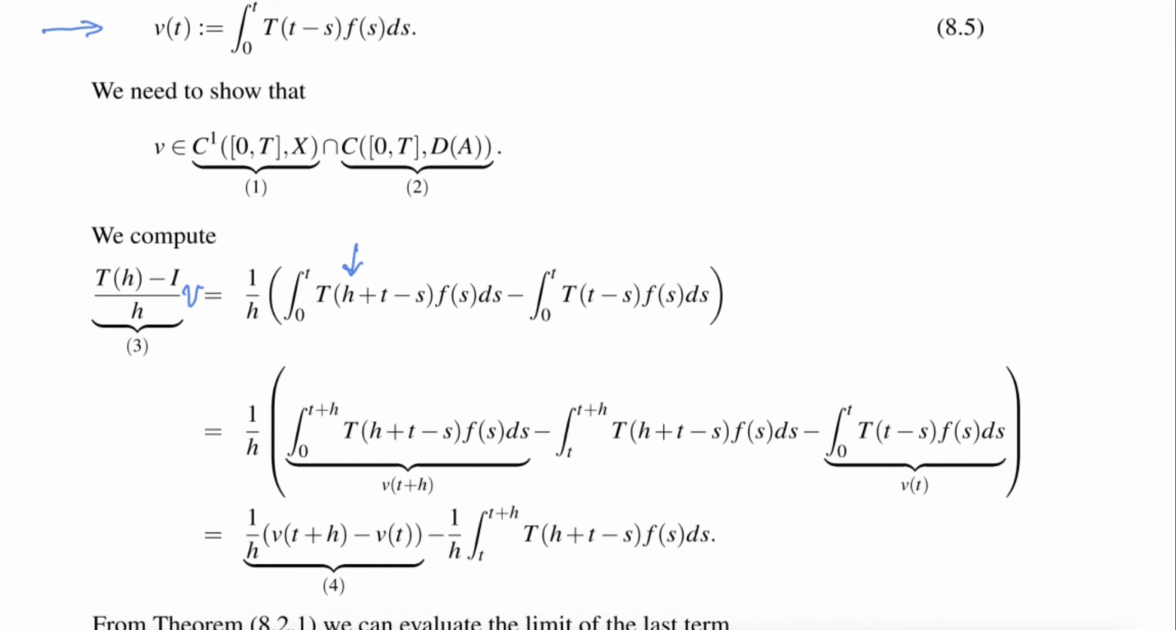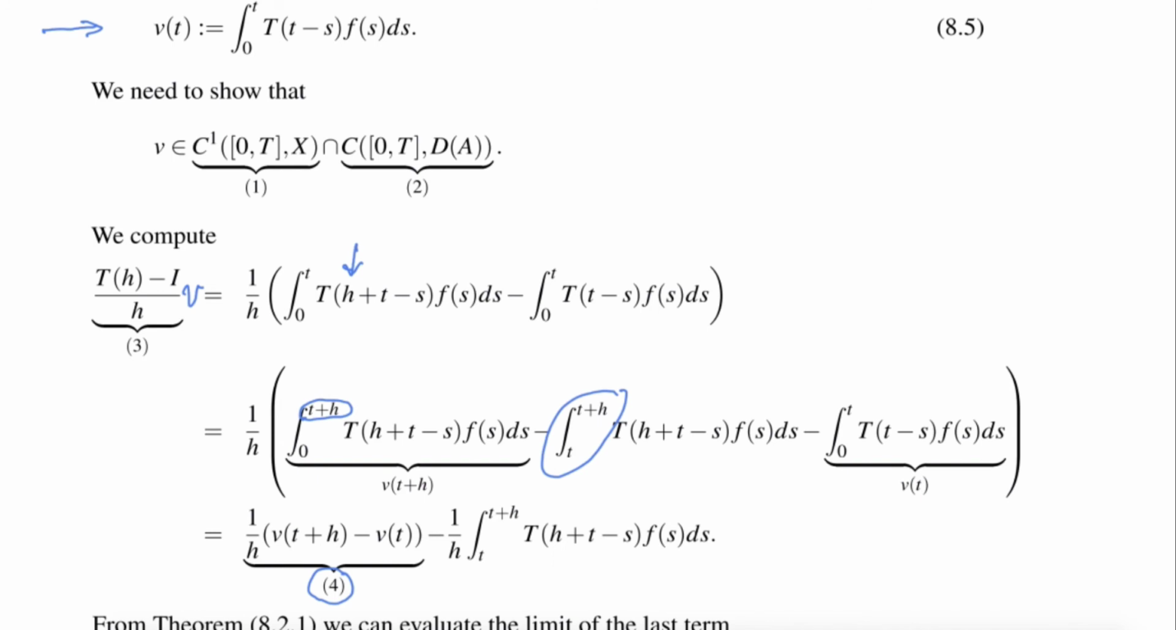And then I split this integral up into different parts. The first integral I make a little bit longer. I go to t plus h, but then I subtract whatever I added artificially right here from t to t plus h. And then the last term I leave unchanged. The first integral is v of t plus h by definition, and the last integral is v of t. So then I do the first and the last together, and I call this item 4. And what remains is this artificially added or subtracted term, which is the integral from t to t plus h of the semigroup times f of s ds.